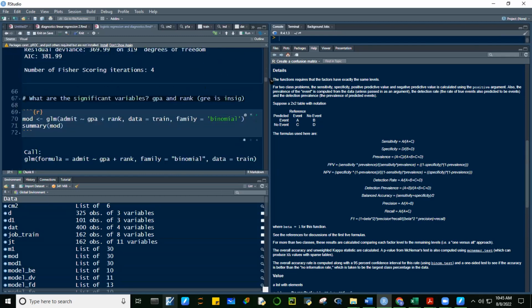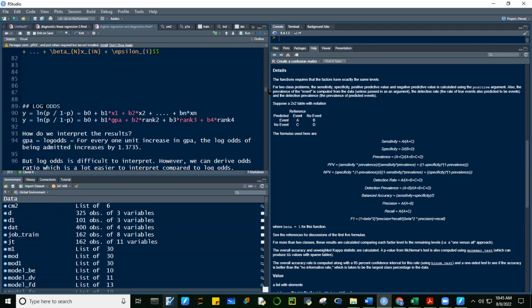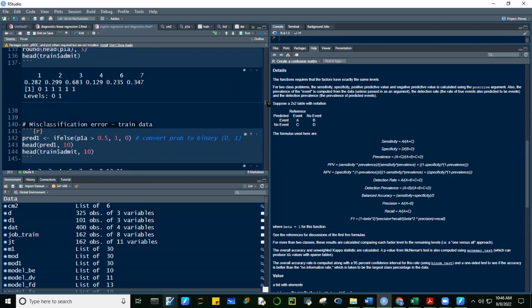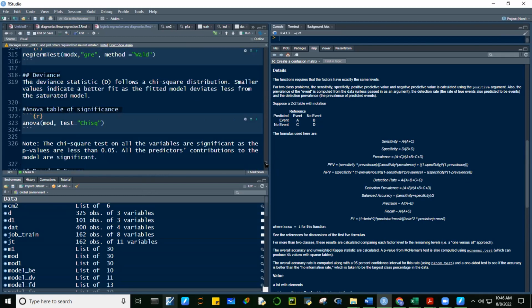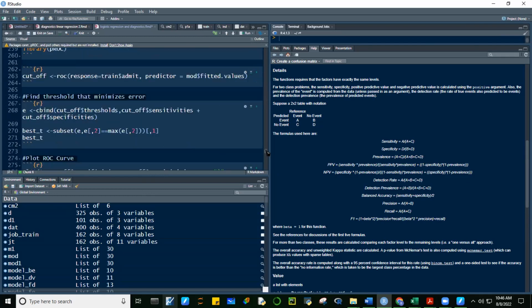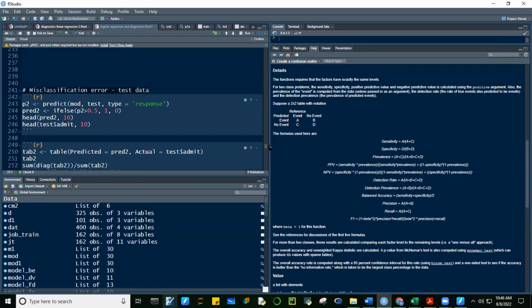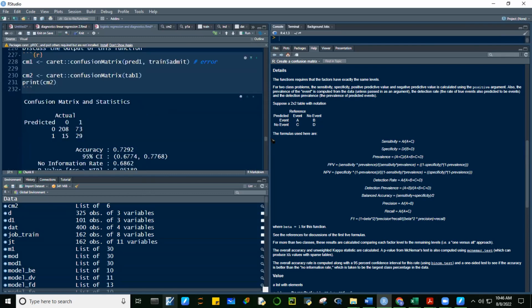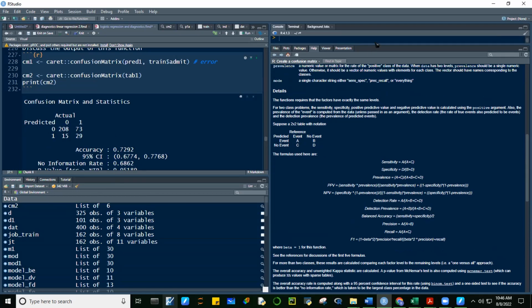Saan na yun? 0, 1 siya. 0 muna tapos 1. Ito, 0, 1, 0, 1. Ito naman dito sa details, 1, 0, 1, 0. So just take note of this kasi may formulas yung mga metrics na ito. So let me just illustrate itong no information rate.